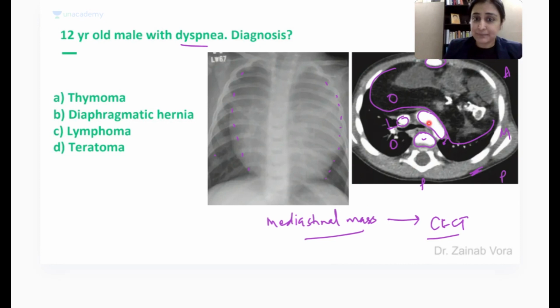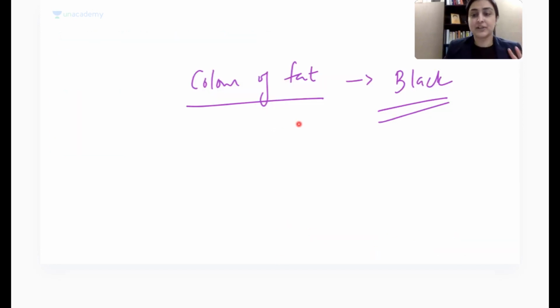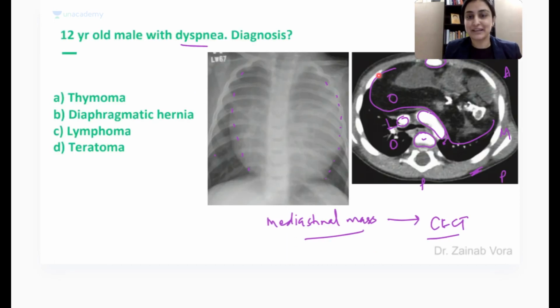So basically, this is how the fat will appear on the CT. It's not working? I don't know, to be very honest. Try watching it on your iPad or laptop. But see, everybody, after this, remember, the color of fat will be black. That is our very first learning.